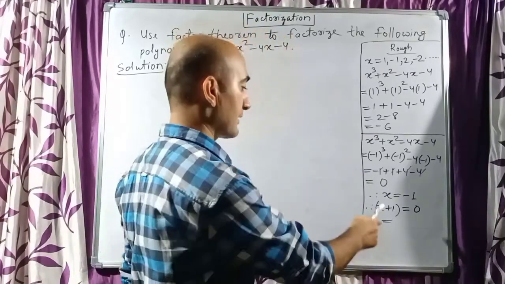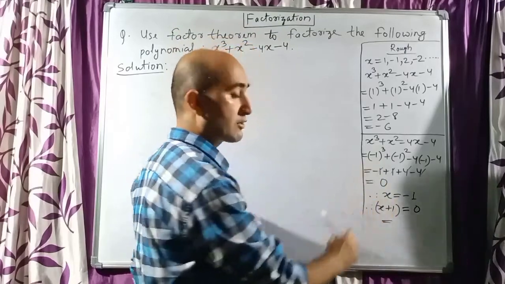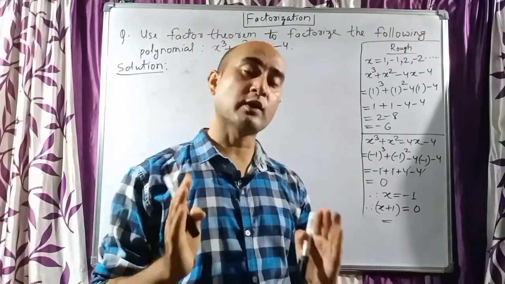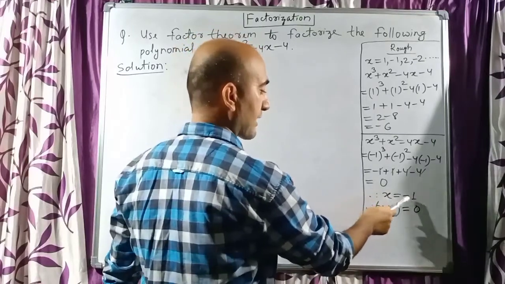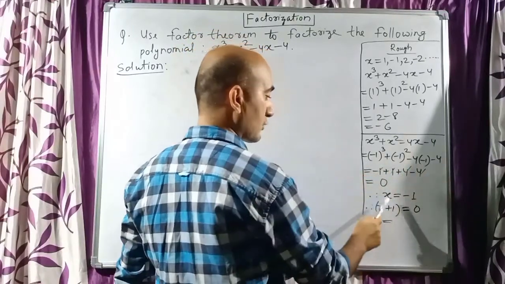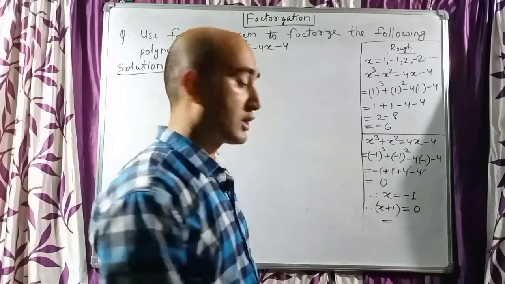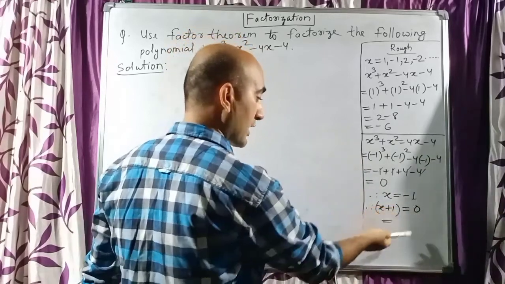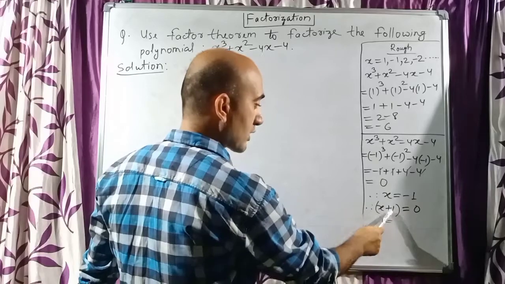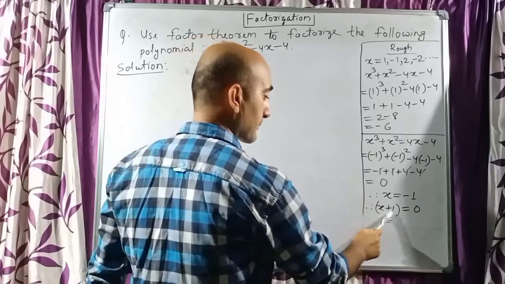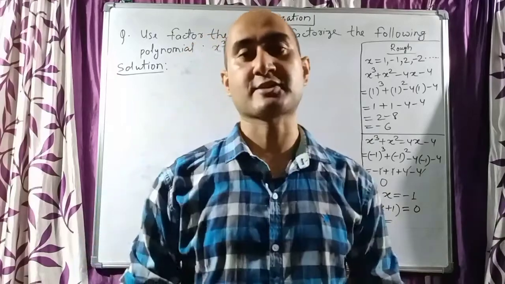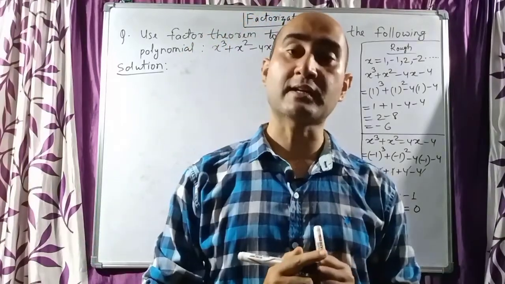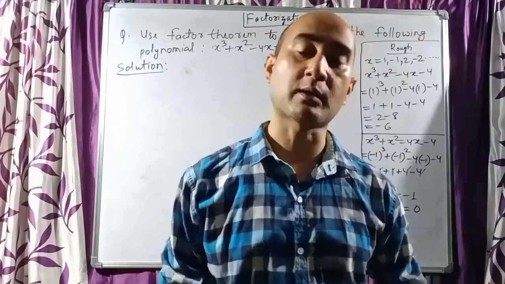Now in this rough work, we get one factor. We got 0 when x was minus 1. So when this minus 1 comes to the other side, it becomes plus 1, so x plus 1 equal to 0. So x plus 1 is our one factor. When we know one factor, the other 2 factors also will come to be known.